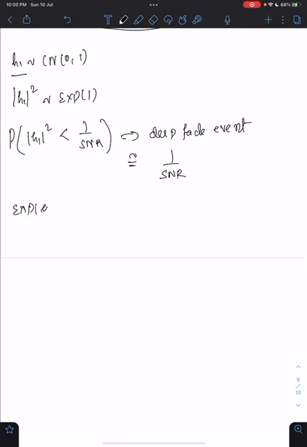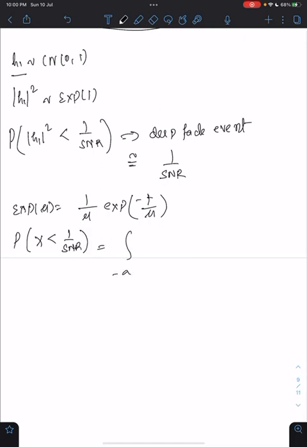What is the PDF of an exponential with mean mu? It is 1 by mu times exponential of minus x by mu. All right. So the probability of capital X less than or equal to 1 by SNR equals the integral from 0 to 1 by SNR of exponential of minus x dx. An exponential is a positive random variable, so the lower limit is 0. The integral of exponential of minus x is again exponential of minus x, evaluated from 0 to 1 by SNR.